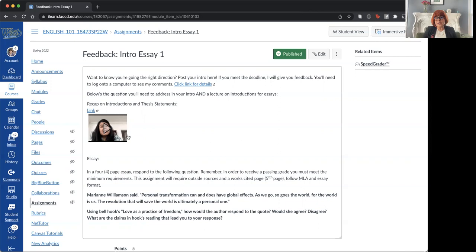So if we're looking at this prompt, I'm asking you to use the work of bell hooks. I'm asking you to use this primary source to respond to the following quote. Marianne Williamson said, "Personal transformation can and does have global effects. As we go, so goes the world, for the world is us. The revolution that will save the world is ultimately a personal one."